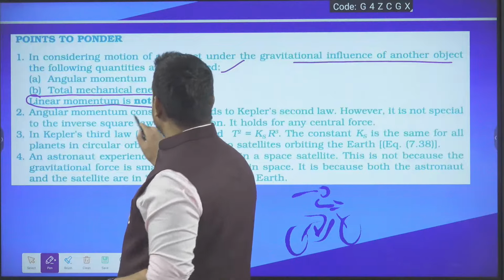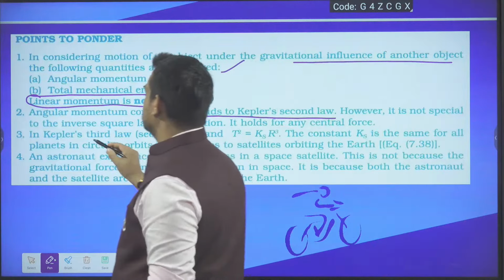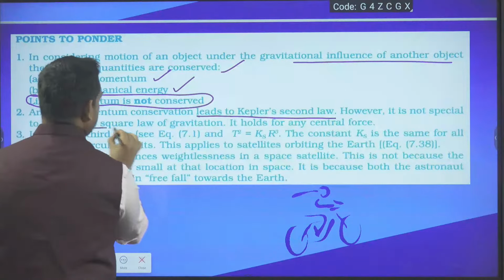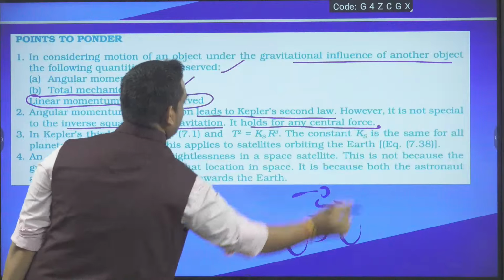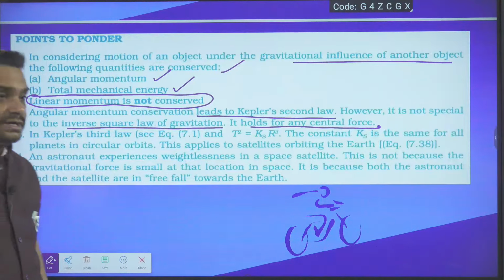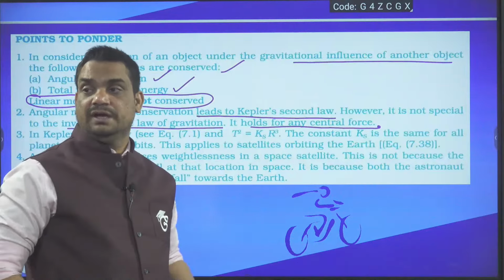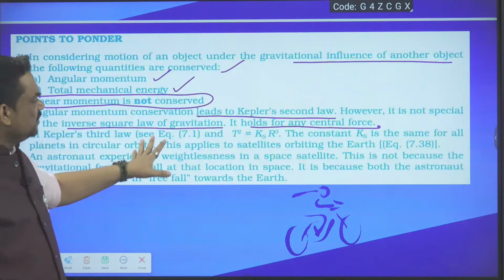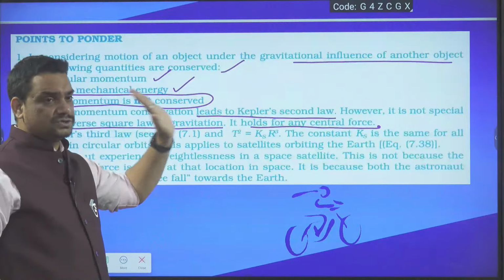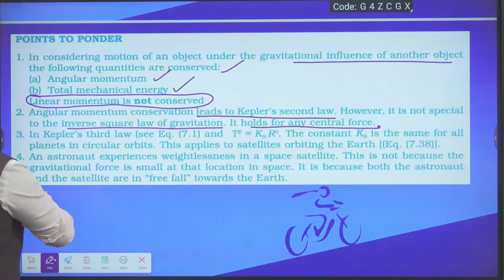Second point, angular momentum conservation leads to Kepler's second law. However, it is not special to the inverse square law of gravitation. It holds for any central force. Already I said in the beginning also that angular momentum conservation holds for any central force, not only in the case of gravitation.